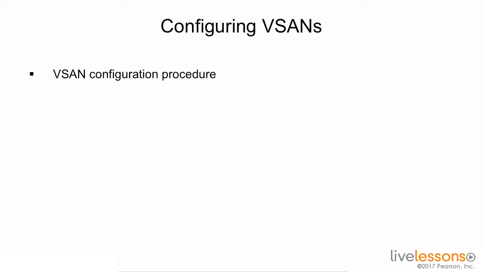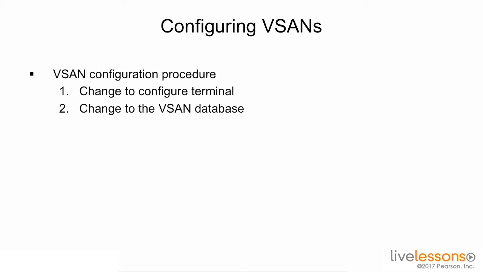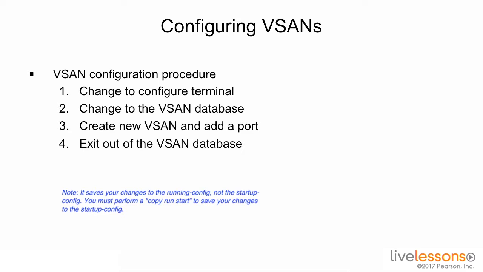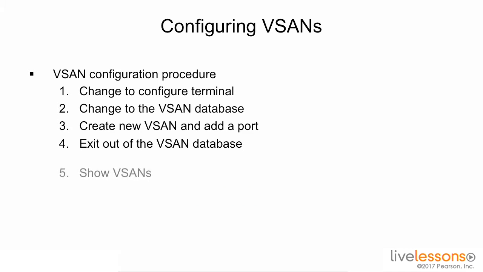on that device. So in order to configure VSANs, the first thing we have to do is change to the configuration terminal mode, which allows us to make changes to the device. We're then going to go into the VSAN database configuration mode. We're going to create a VSAN and then add a new port to that VSAN. And then we're going to exit out, which when you exit out, it actually saves your changes. And then finally, we're going to show the changes that we've made to the device. So let's go ahead and get started.